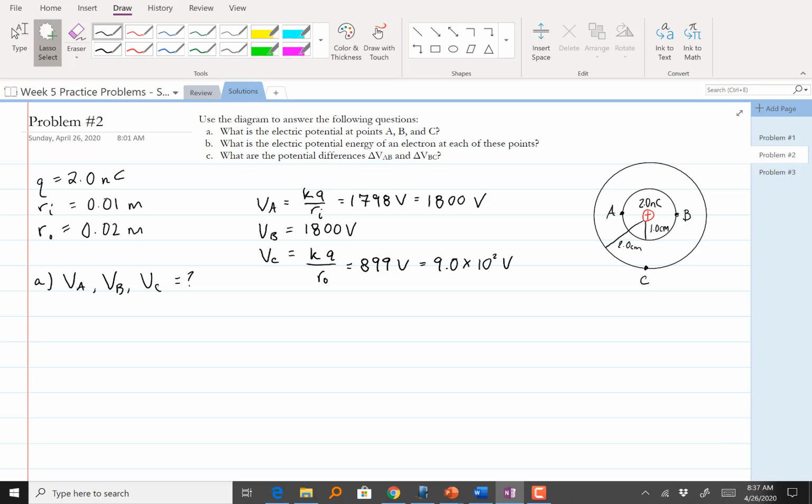Okay, for part B, I'm looking for the electric potential energy if I were to put an electron at each of these points. Right, so the electric potential energy at A, B, and C. And to calculate this, I am going to need to have the charge of an electron. So I'm going to put this down as Q2, which is the negative of that fundamental charge, or negative 1.6 times 10 to the minus 19 coulombs.